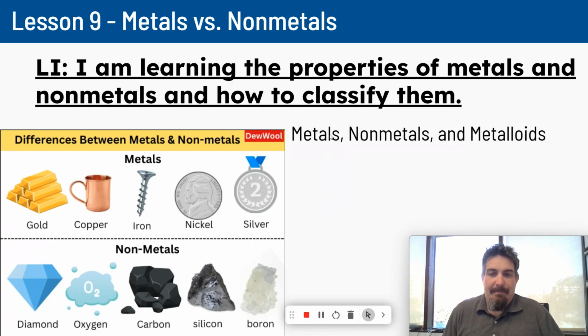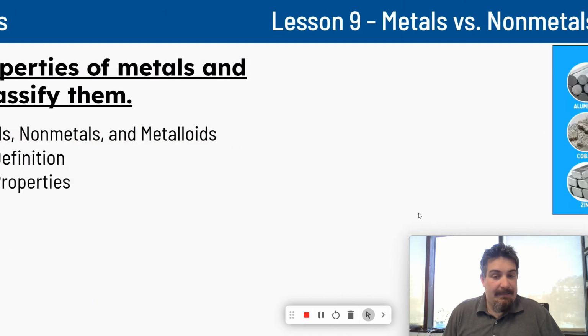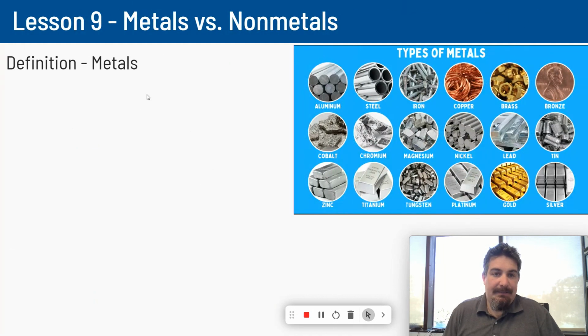And so we're looking at metals, nonmetals, and metalloids. Now there's a third word. So we're going to define this, look at these properties that separate them in particular, and that's basically it. Let's go. So lesson 9, metals versus nonmetals, definition, metals.